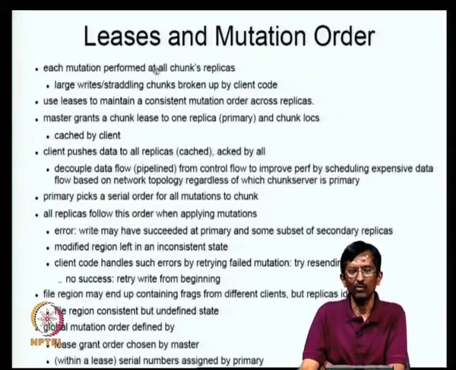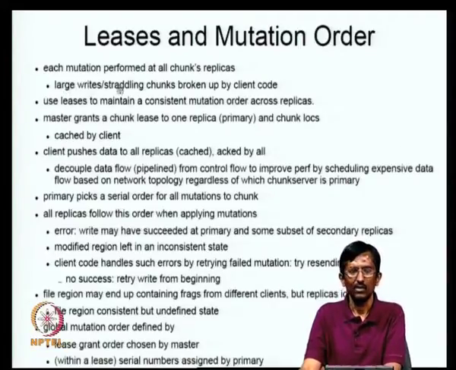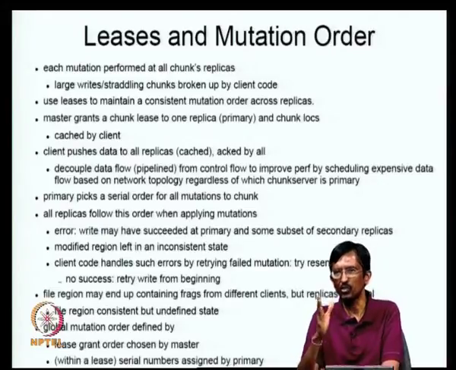Each mutation is performed at all chunk replicas, right? A replica by definition should have the same information as any other replica. Therefore, any operation that you do should happen at all chunk replicas. If it is a very large write or a write that straddles chunks, that is, a write which begins in one chunk and ends in some other chunk, at the boundary of 64 megabytes.